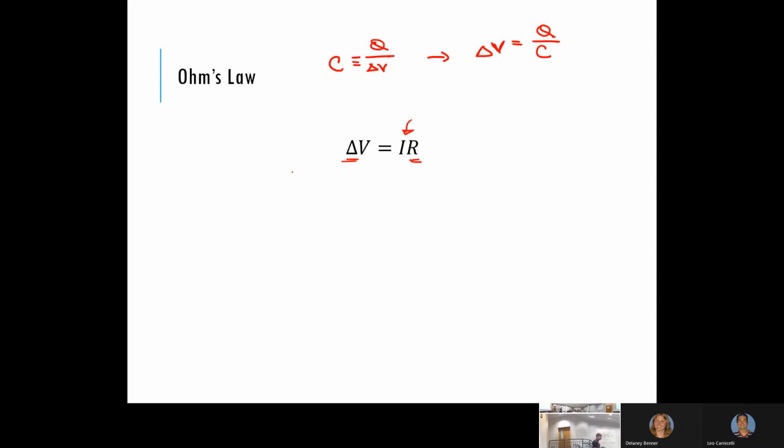I apologize, I use capital I here. Does the book use capital I? Some books will use capital I, some books will use lowercase I. I is a special thing. It's a change in Q over a change in time, otherwise known as charge per unit time. So this I is charge per unit time, it's current.